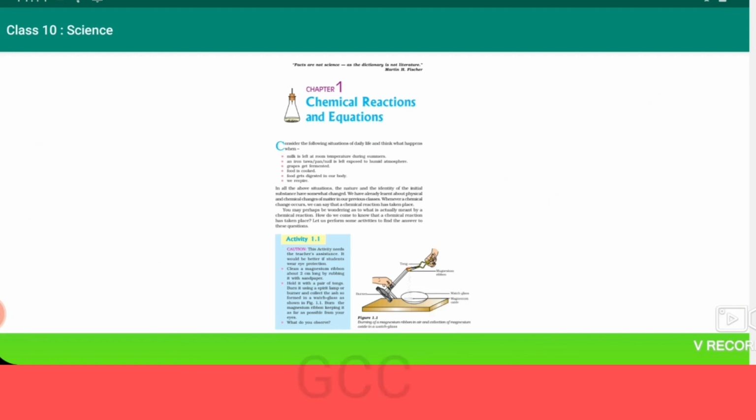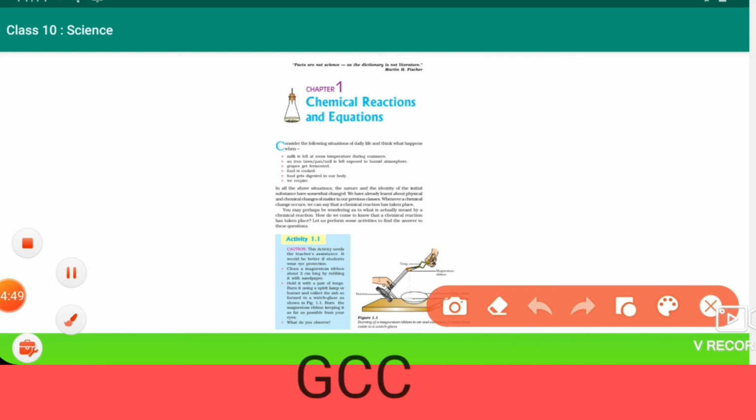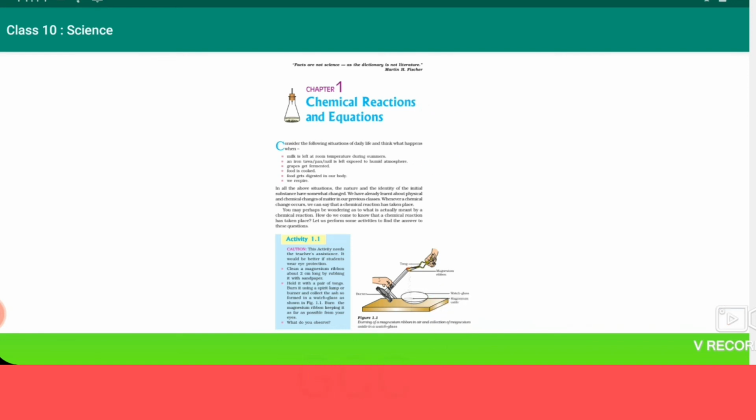See, the name of the lesson is chemical reactions and equations. The word chemical came from the elements which are combining, and after combining they make chemicals, and these chemicals react with each other, and when the chemicals react with each other they form reactions, which are also called equations. Is that clear? So we'll study one by one.